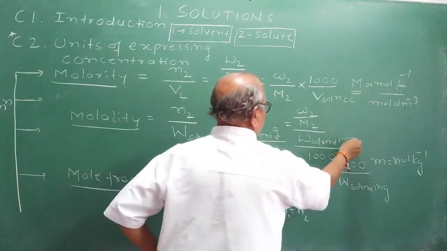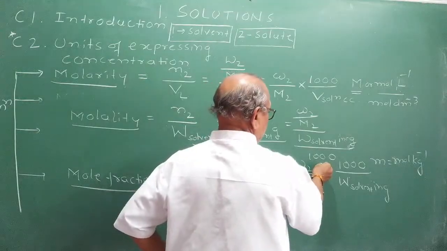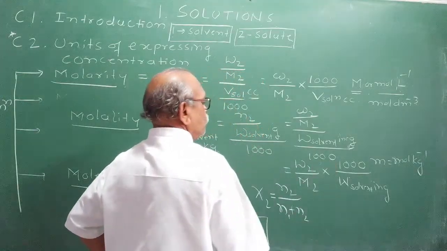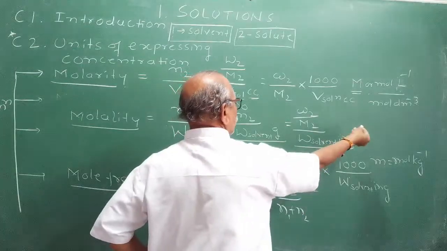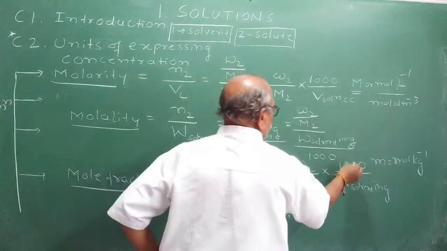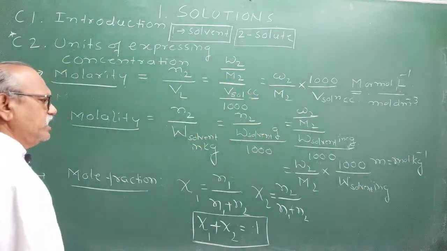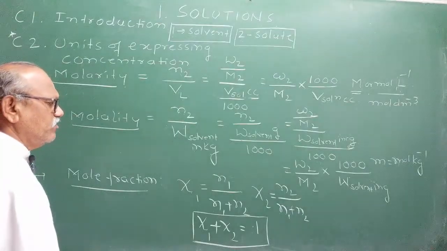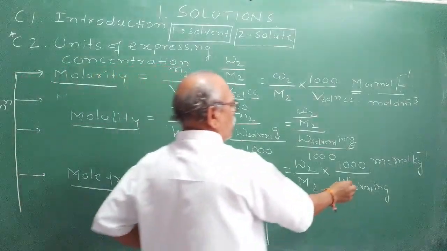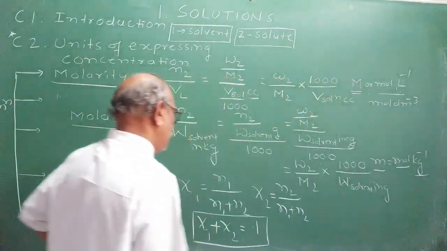Sometimes it is given in gram. To convert it into kg, you have to divide it by 1000 grams. 1000 grams is equal to 1 kg. So the denominator goes to the numerator. You will get W2 upon M2, times 1000, upon mass of solvent in grams. The unit used is small m, and mole per kg is the SI unit.